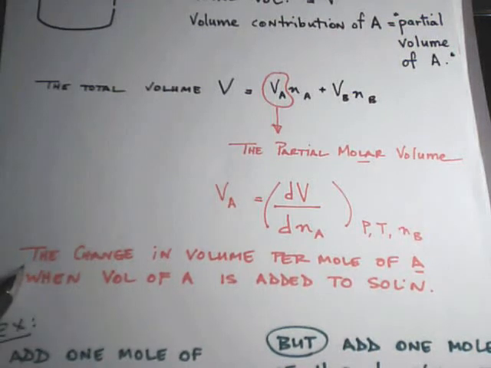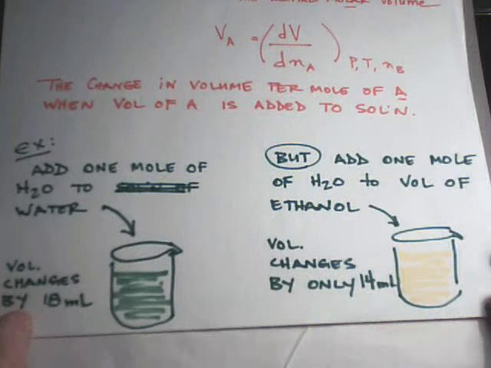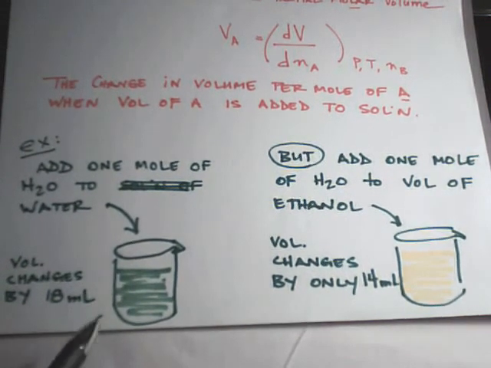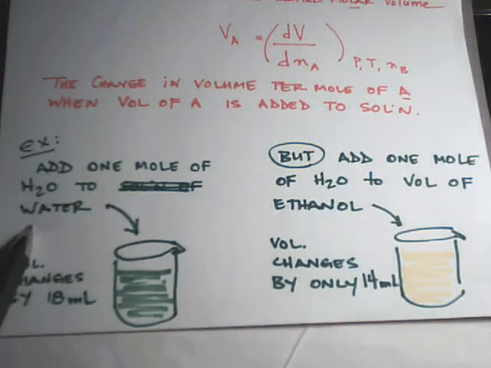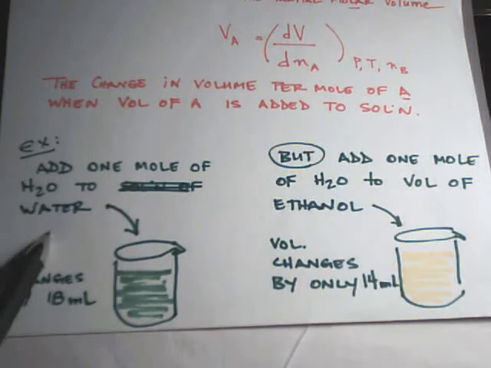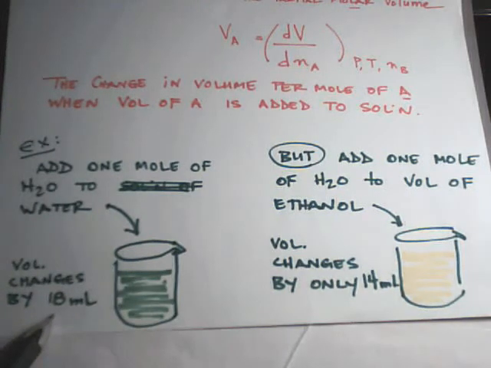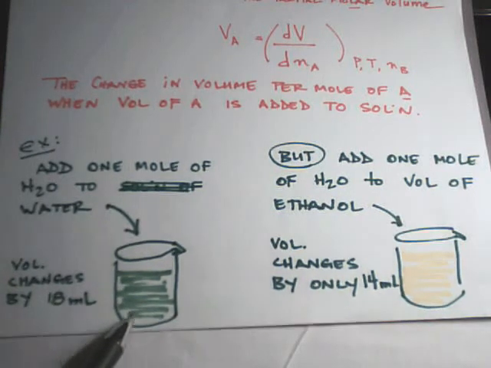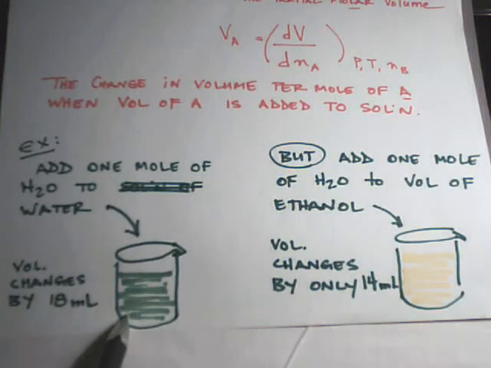So as it's written, it's the change in volume per mole of A when A is added to the solution. Most texts give the same example. If I have a beaker here of pure water, a pure substance, not a mixture, and I add one mole of water to this solution, what's the volume of one mole of water? Well, it's about 18 mL, because the density is 1 gram per mL and the molar mass is about 18 grams per mole. So the volume changes by 18 milliliters because I've added about 18 mL to it. Because it's a pure substance, the volume is going to change exactly by the volume that I add, because I'm adding water to water.